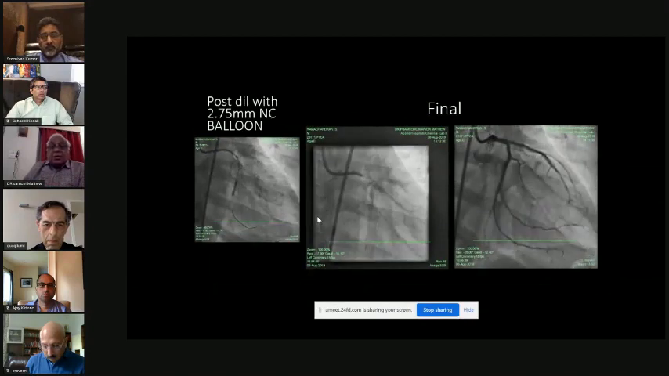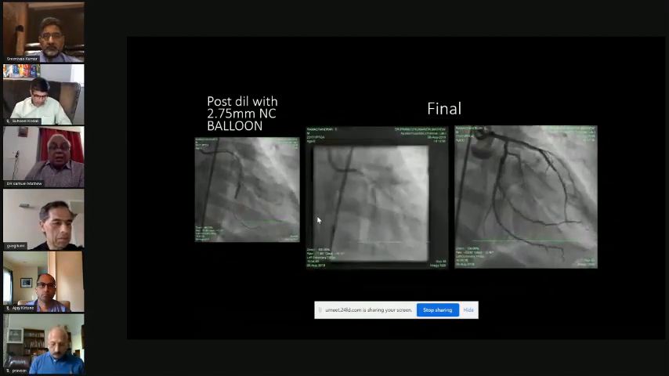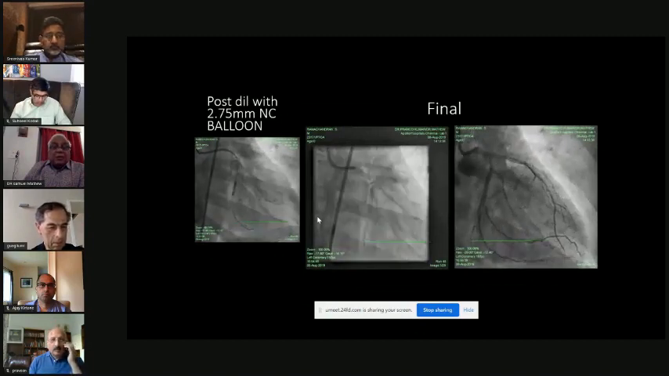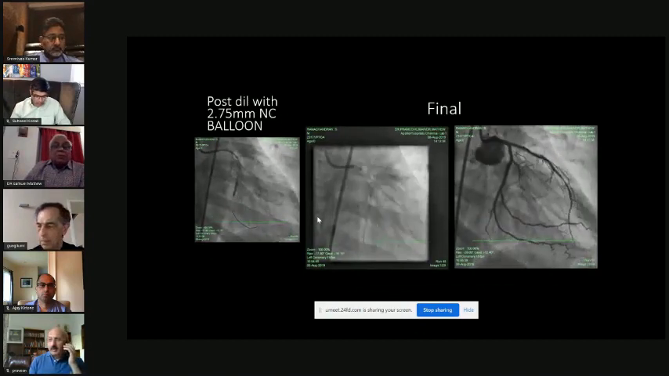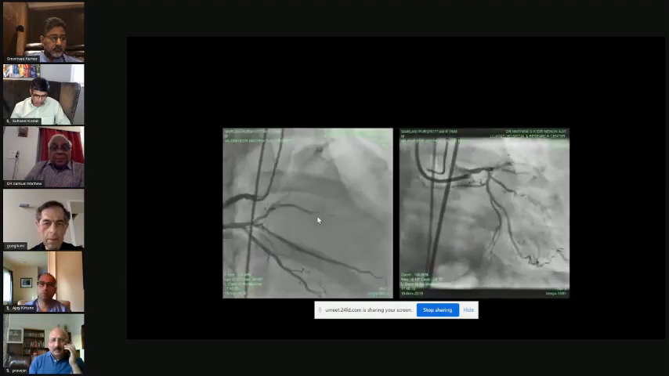So there are situations when there is proximal calcification and distally we may think that we can use the same burr to get a reasonable result, but we won't. Then we have to change our strategy.